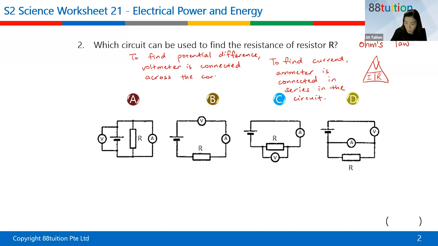The component you are trying to, or shall I just put involved? So that component involved in our calculation, involved in our question. In this case, we are looking at the resistor R. We want to find the resistance of resistor R. That means we are going to connect the voltmeter across resistor R.